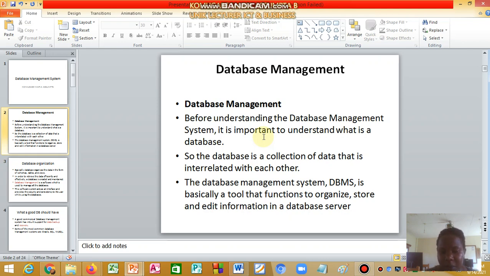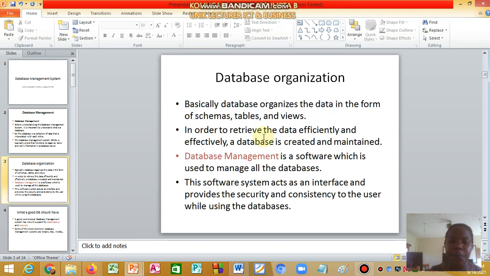The database management system is basically a tool that functions to organize, store, and edit information in a database server. So, basically, a database organizes the data in the form of schemas, tables, and views. We shall understand what a schema is, what a table is, and the views. In order to retrieve the data efficiently and effectively, a database is created and maintained.